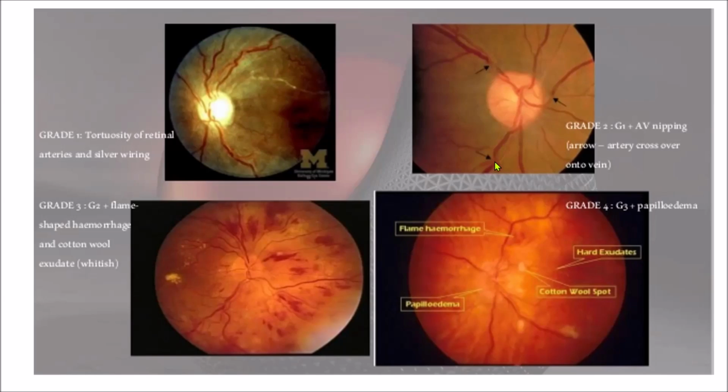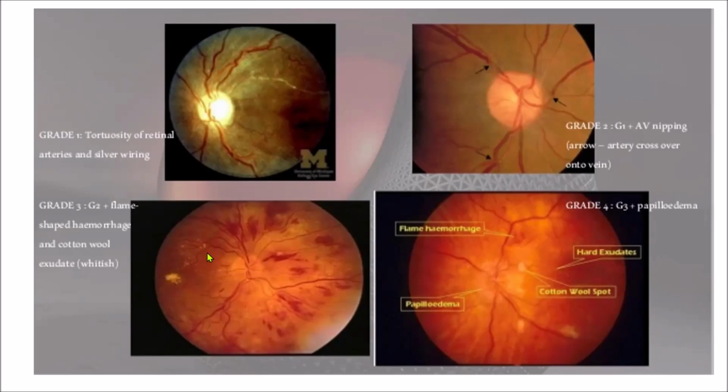Just to remember, for understanding, I am telling: pressure occurs because arterioles become hardened, while veins are softer. When it crosses there, you will find a depression in fundoscopy. This is the nipping. And in the third one, flame-shaped hemorrhage and cotton wool spots.